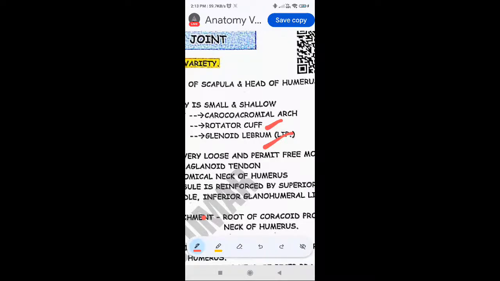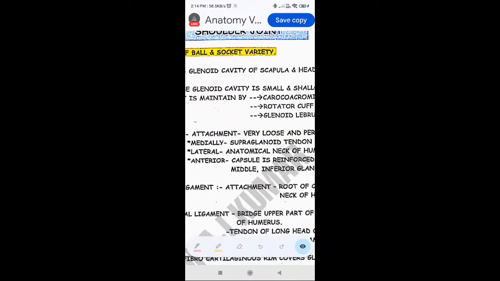So repeat with me. Take home point: the glenoid cavity is shallow, so it is stabilized by the coracoacromial arch, rotator cuff, that is the musculotendinous cuff of the shoulder, and the glenoid labrum. You need to remember that these stabilize the glenohumeral joint, that is the shoulder joint. Shoulder joint is also called glenohumeral joint.